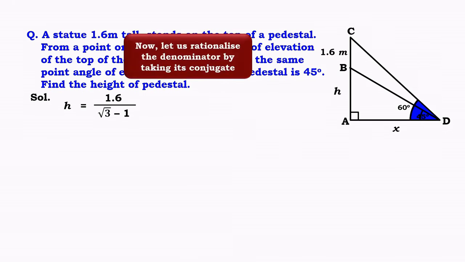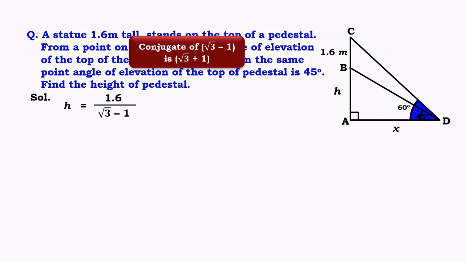Now we have reached the final part of the calculation. From the previous step, we obtained the height of the pedestal as 1.6 divided by (root 3 minus 1). We cannot leave the answer with a surd in the denominator, so we will rationalize the denominator. For this, we multiply the numerator and denominator by the conjugate of root 3 minus 1. The conjugate of root 3 minus 1 is root 3 plus 1. Therefore, we multiply both the numerator and denominator by root 3 plus 1.